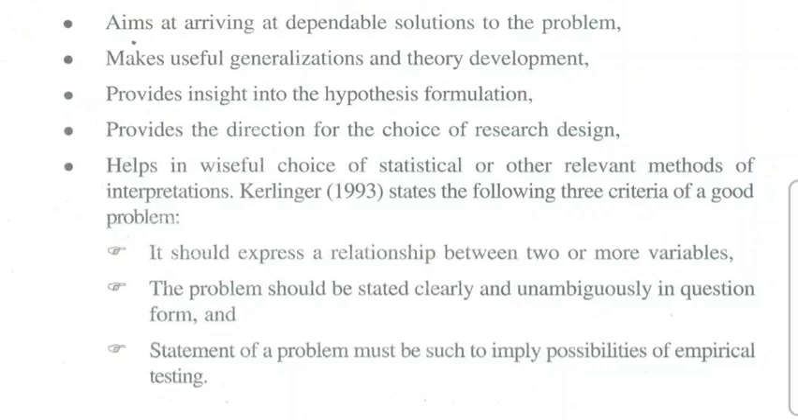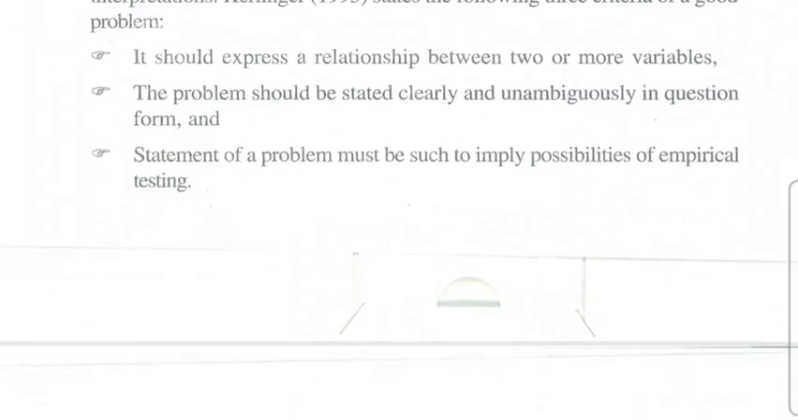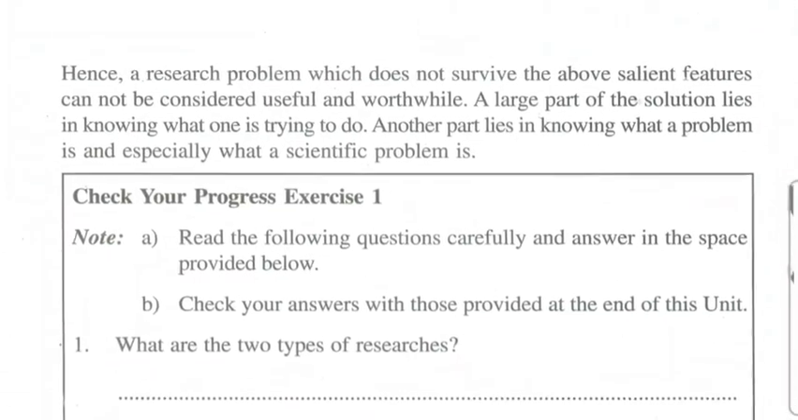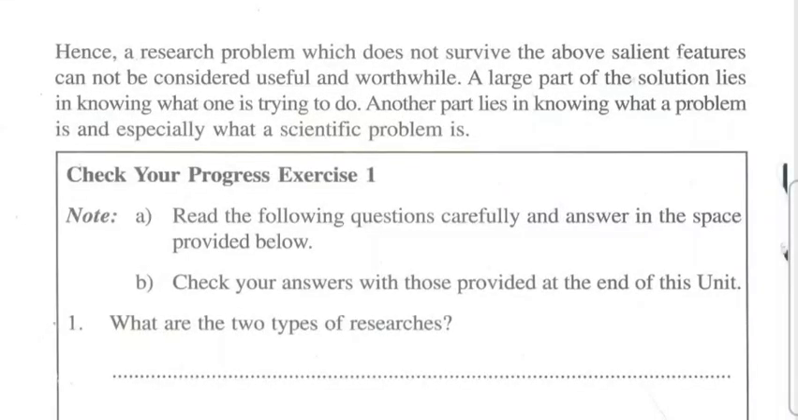Kerlinger, 1993, states the following three criteria of a good problem. It should express a relationship between two or more variables. The problem should be stated clearly and unambiguously in question form. The statement of a problem must imply possibilities of empirical testing. Hence, a research problem that does not survive the above salient features cannot be considered useful and worthwhile.